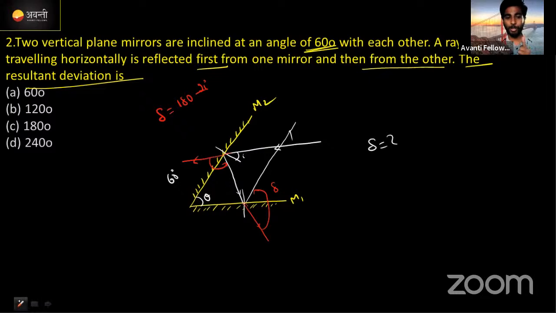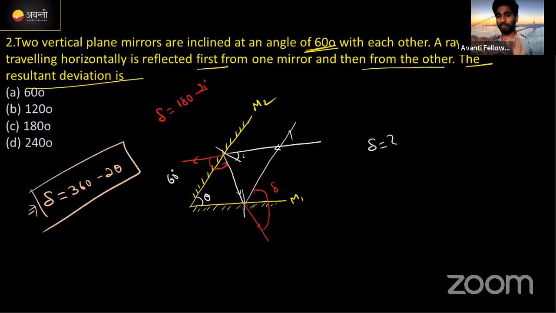For a two plane mirror deviation, we are going to use a simple formula like this. Delta is equal to 360 minus 2 times theta. Here, theta represents the angle between the two plane mirrors. Right? Yesterday I explained this formula clearly. Okay, note this one. This is the equation to find the deviation for two plane mirrors.